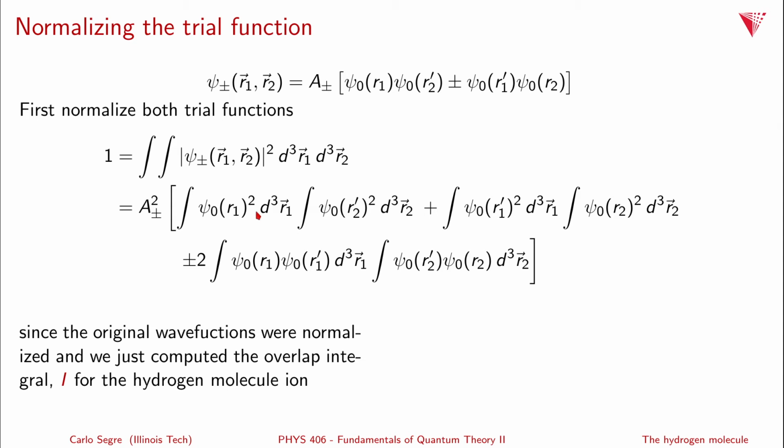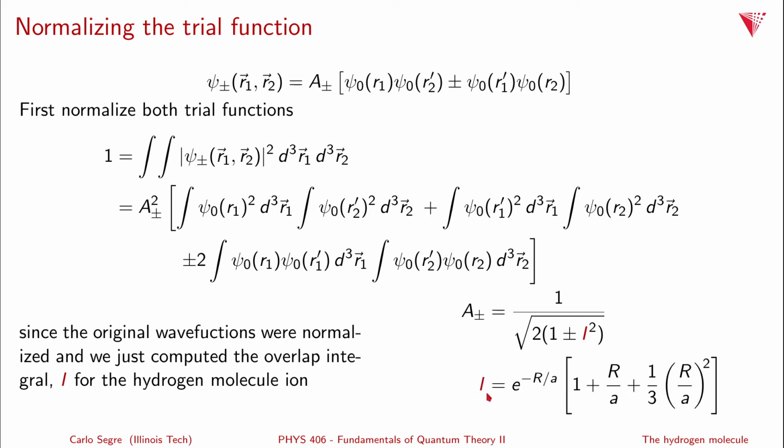So, because the hydrogen atom functions are normalized, and we already computed I, we get immediately that A plus/minus, when we set this equal to 1 and take the square root, is 1 over the square root of 2 times the quantity 1 plus or minus I squared, where I, if you recall, is equal to e to the minus R over a times the quantity 1 plus R over a plus 1/3 (R over a) squared.